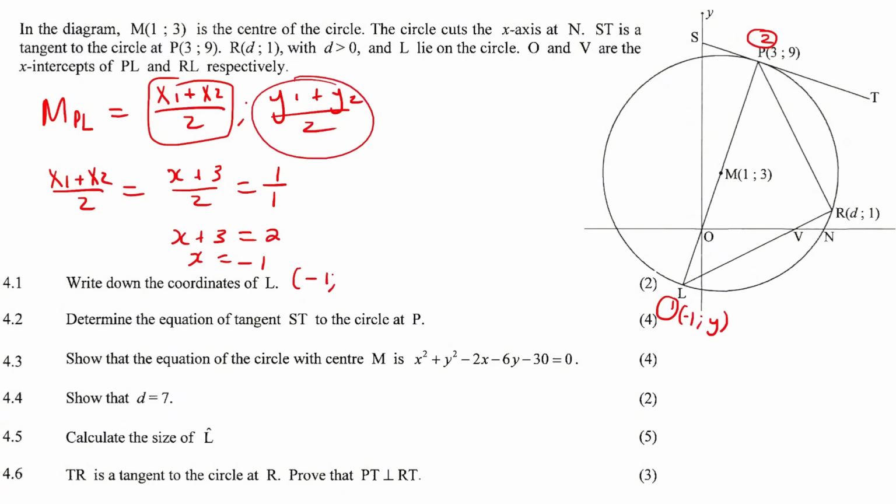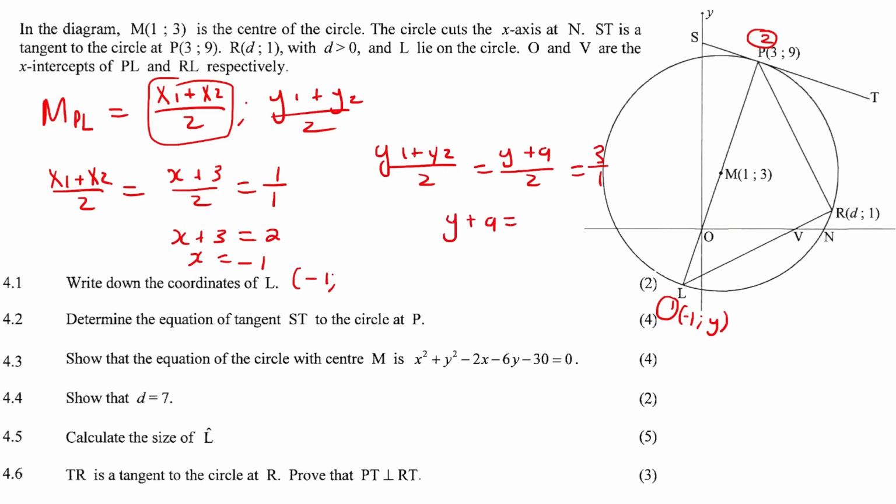Now we're going to do the exact same for the y value. So y1 plus y2 over 2 must be equal to y plus 9 over 2, and the answer should be 3 because of that over there. So once again, you can just cross multiply, and you would eventually end up with y plus 9 equals 6, and then if you take that over, you're going to end up with minus 3. That's minus 3. So there we have it.